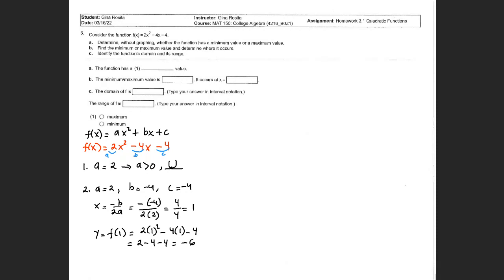So we find the vertex now. Yeah, vertex is 1 and negative 6. So from the vertex we can see the minimum value is negative 6 and x equal 1. So we can fill out the blank, the question.